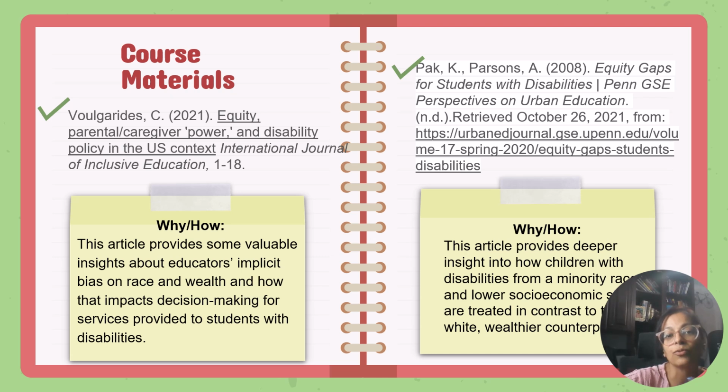And one of the key points is that schools and educators often treat families differently based on their race or social standing. That can present a barrier for providing equitable, inclusive education and care to children. And then I chose the article Equity Gaps for Students with Disabilities and Perspectives on Urban Education. It echoed the same things as the other article, and provided deeper insights into how children with disabilities from a minority race and lower socioeconomic status are treated in contrast to their wealthier, whiter counterparts.